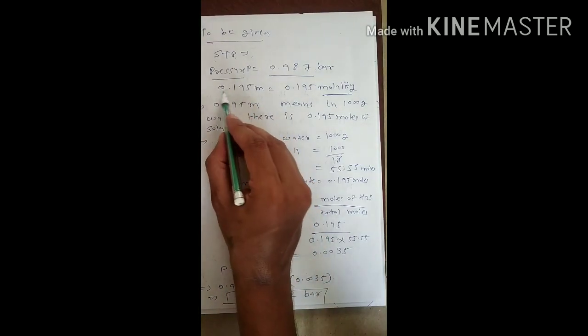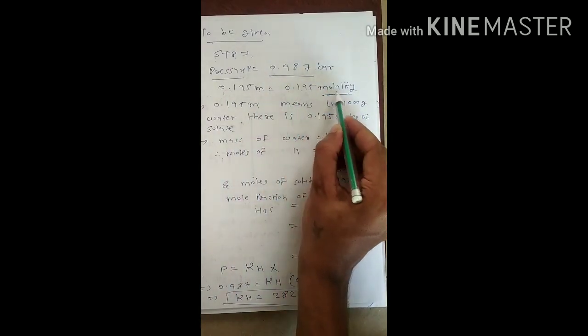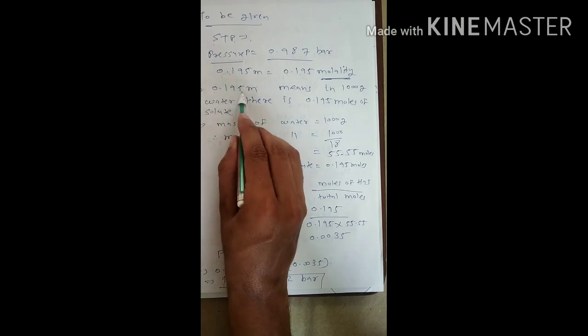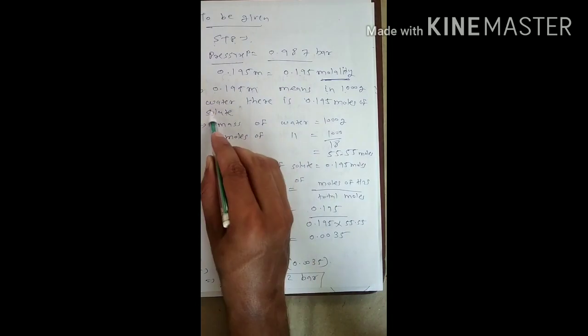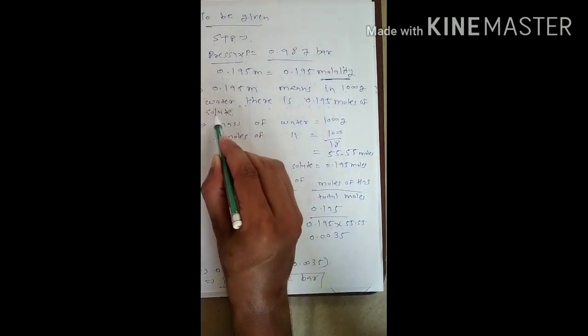Another thing, what is given here, 0.195 small m means 0.195 molality. Now what do you mean by that? 0.195 molal means in 1000 gram of water there is 0.195 moles of solute.